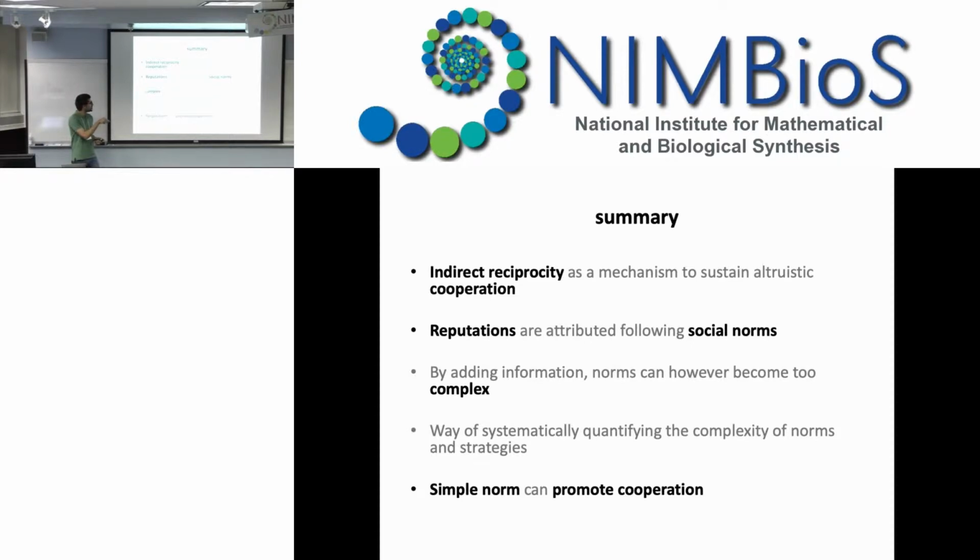So we are going to see that norms can become complex if we allow them to include more information about the history of individuals. I'm going to show you a possible way of quantifying the complexity of these norms. And finally, I'm going to show that we can have simple norms and yet very high levels of cooperation.